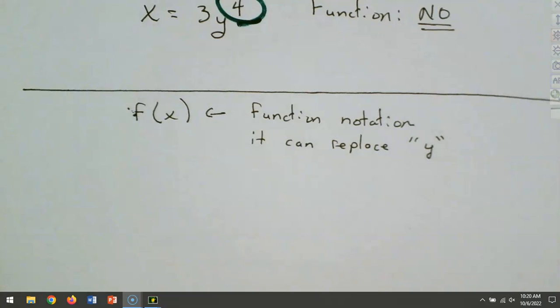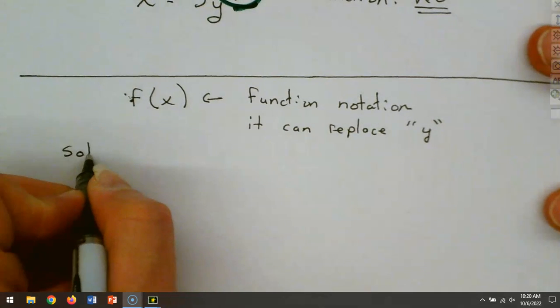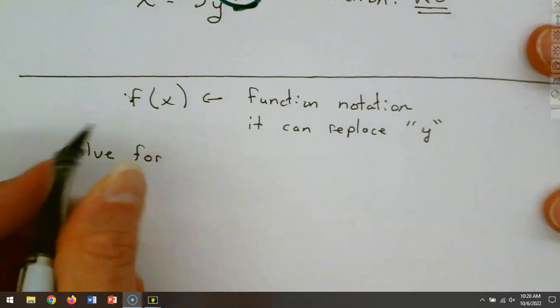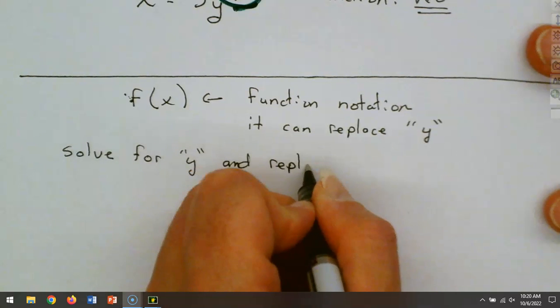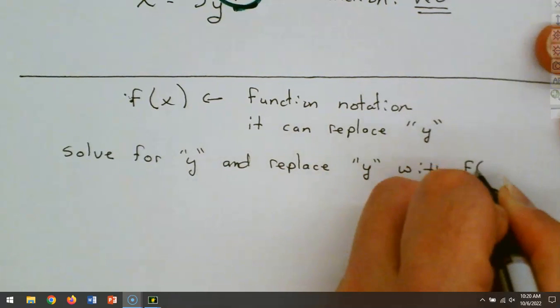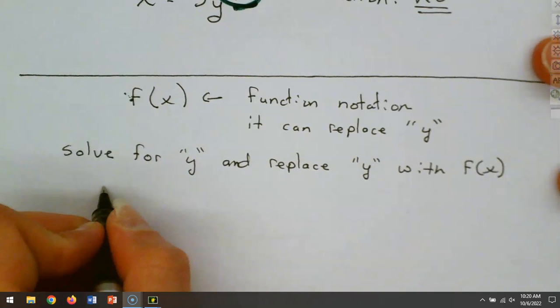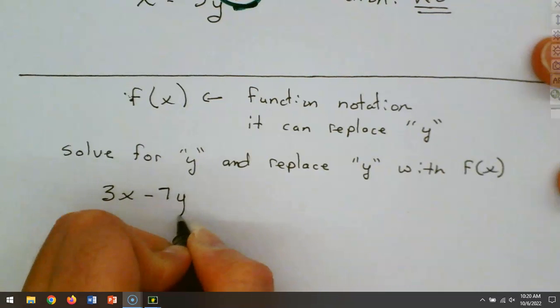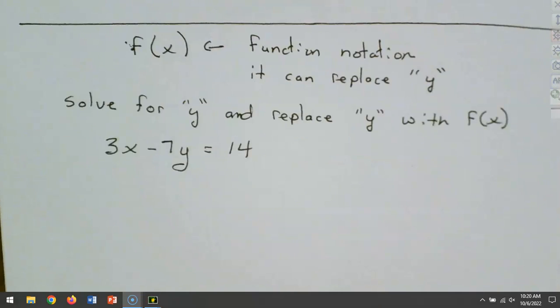So we're going to do two of these. What we're going to be doing is solving for y, and replacing y with the function notation f of x. So our directions are going to be: solve for y and replace y with f of x. So let's start off with this. We'll just do two of these.